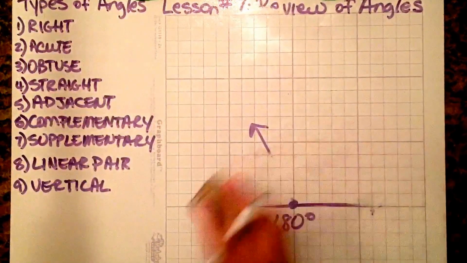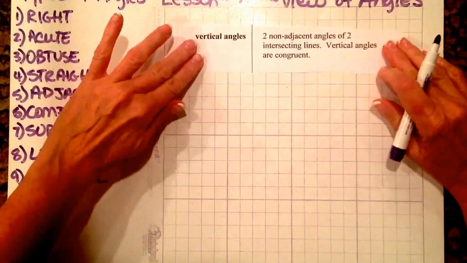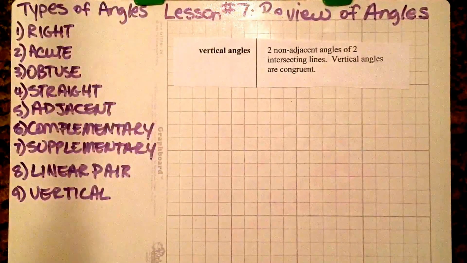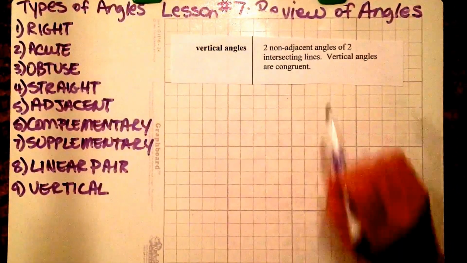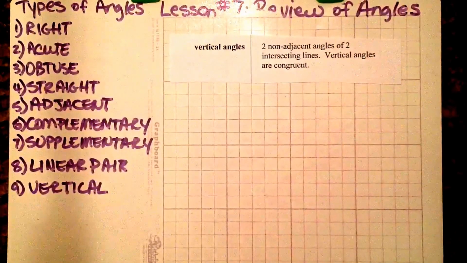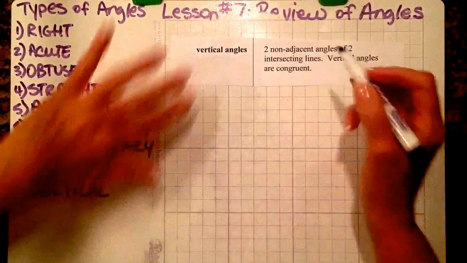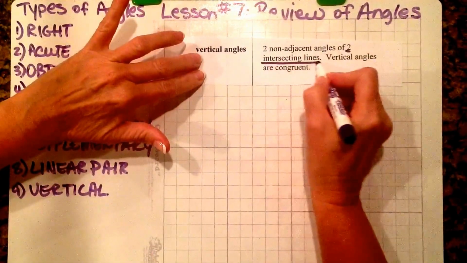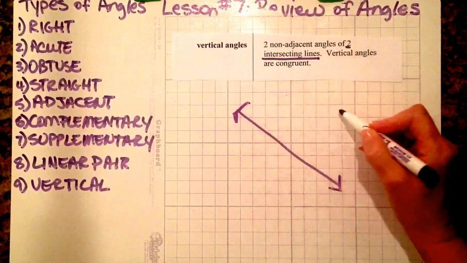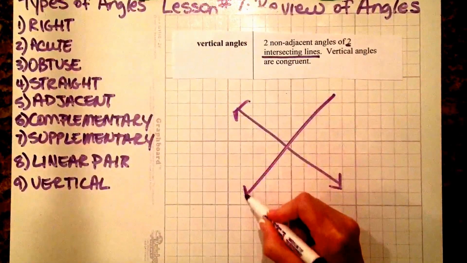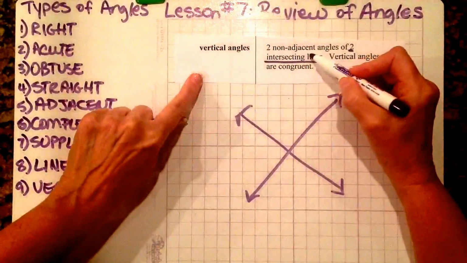Our last term is vertical angles. And this is a term that you're going to use through the rest of geometry. You're going to see this again and again and again. If I have two non-adjacent angles of two intersecting lines, vertical angles are congruent. So I'm going to have two intersecting lines. So I'm going to have one line here, and it's going to intersect with another line right here. Okay, vertical angles are non-adjacent.